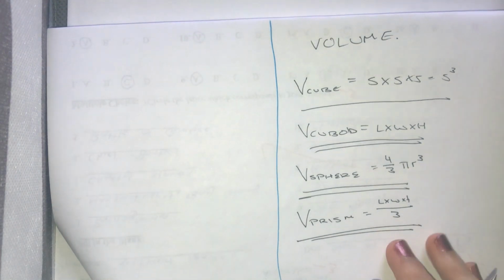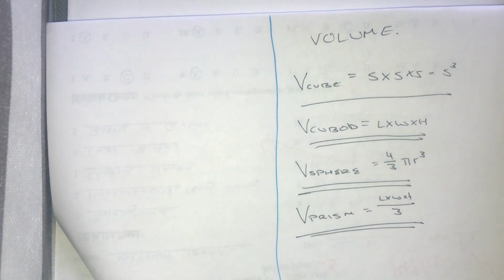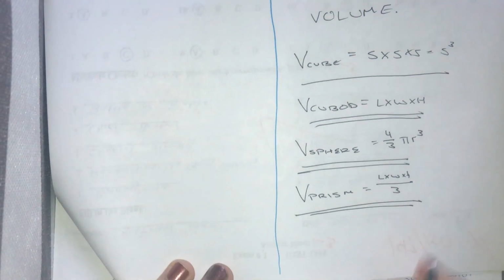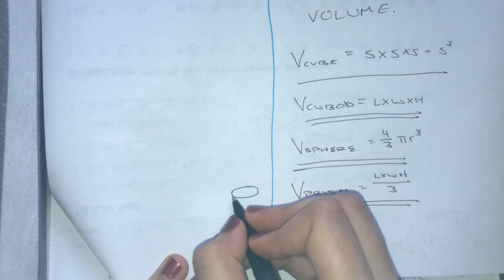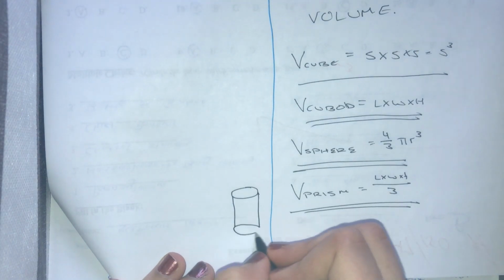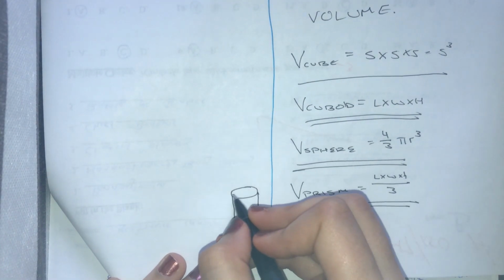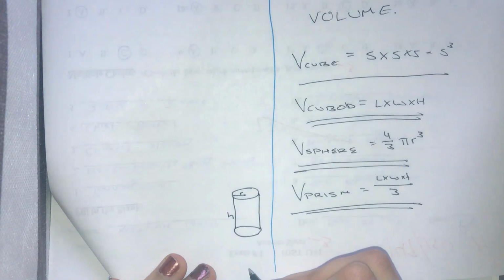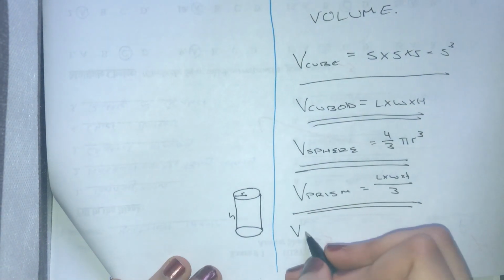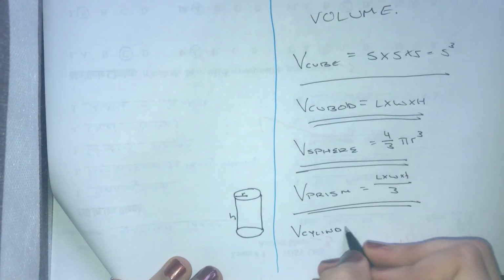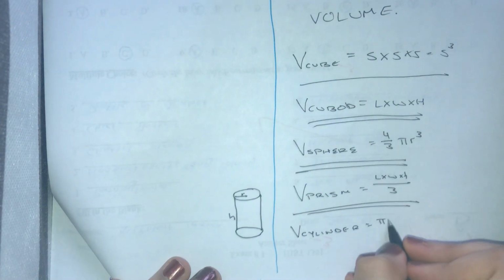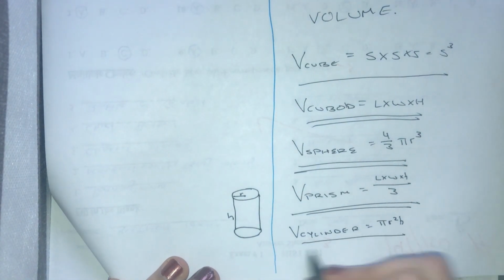Okay, and then we still have two more shapes that I don't have at home, and I can't go out at such a time, so okay, I'll just draw them for you. So we have a cylinder. It has a radius, it has a height. The volume of a cylinder is found by pi r squared h.